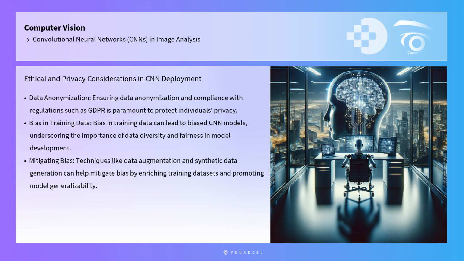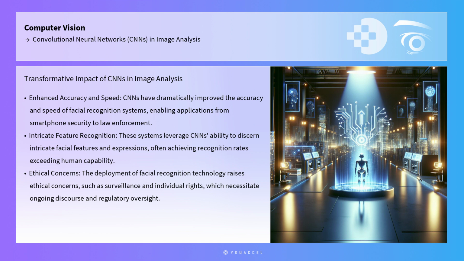To illustrate the transformative impact of CNNs in image analysis, consider the case of facial recognition technology. CNNs have dramatically improved the accuracy and speed of facial recognition systems, enabling applications from smartphone security to law enforcement. These systems leverage CNN's ability to discern intricate facial features and expressions, often achieving recognition rates exceeding human capability. However, the deployment of facial recognition technology also raises ethical concerns, such as surveillance and individual rights, which necessitate ongoing discourse and regulatory oversight.